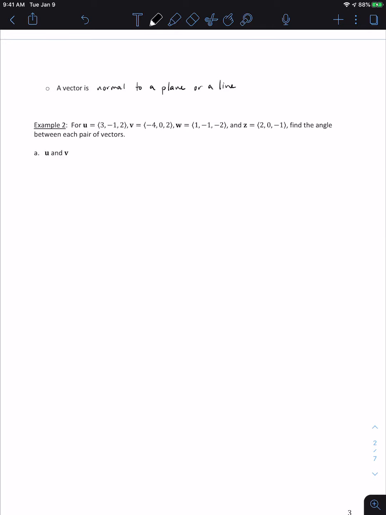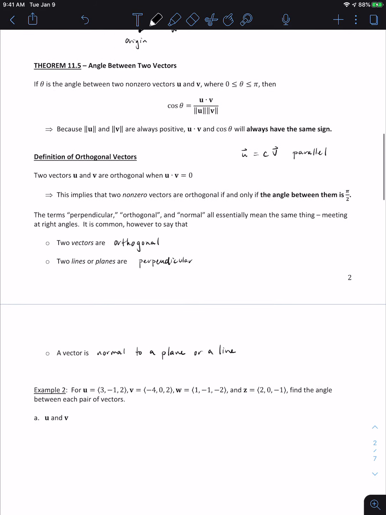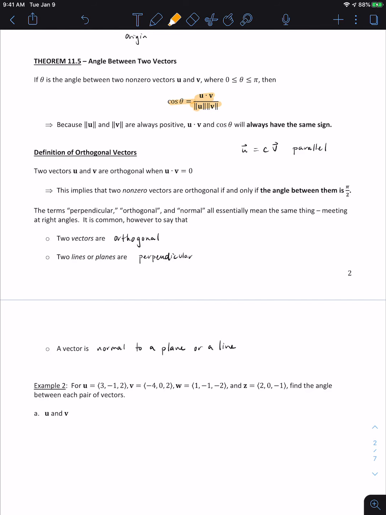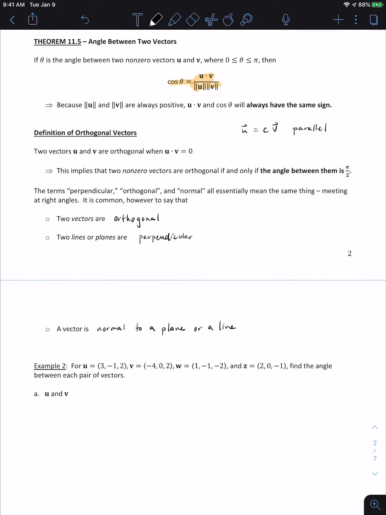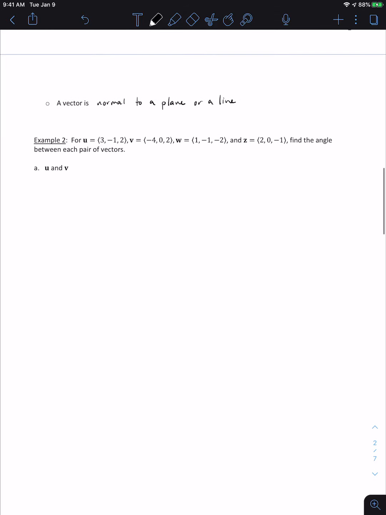Okay, so for u, v, w, and z, find the angle between each pair of vectors. Essentially we're just going to be using our formula right here. In order to use that formula, since we're doing it between u and v, we need u dot v and the magnitude of u and the magnitude of v. So u dot v is going to be (3, -1, 2) dot (-4, 0, 2). That's going to give us 3 times -4, so -12, plus 0, plus 4, which gives me -8.